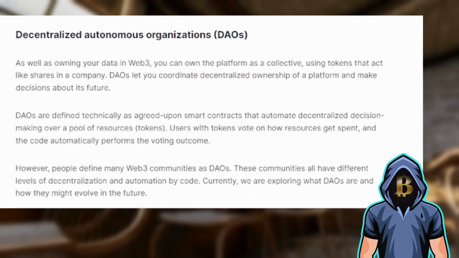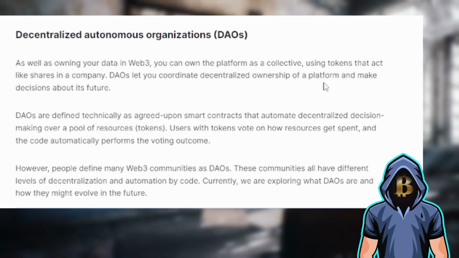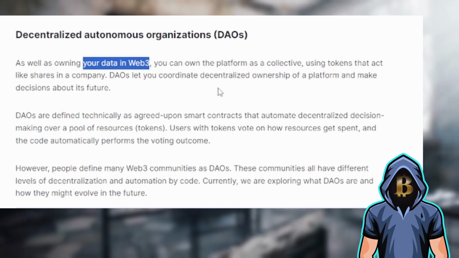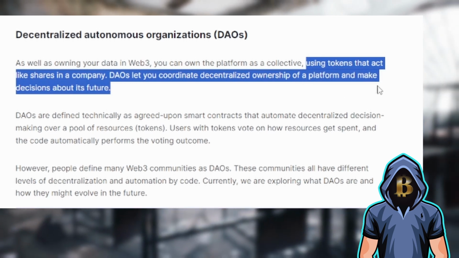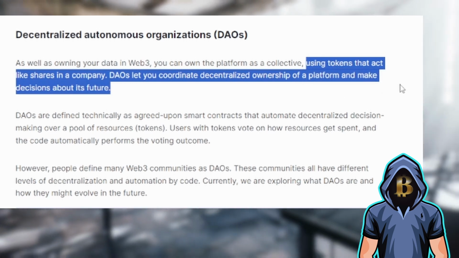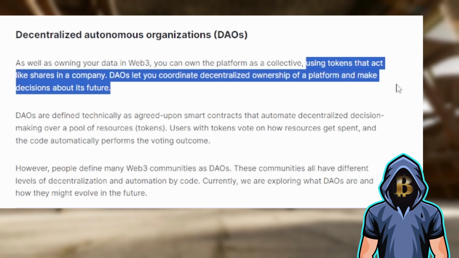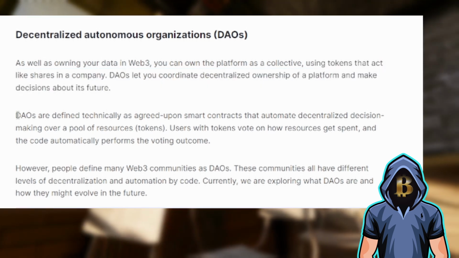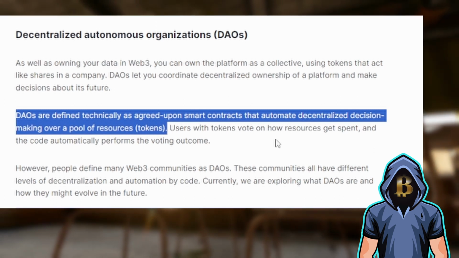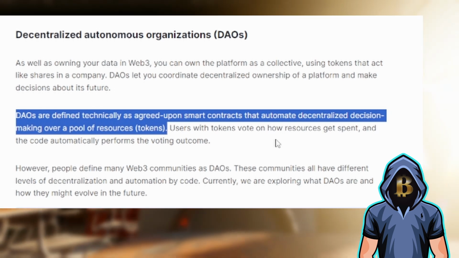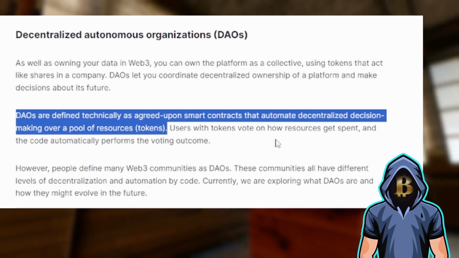Web 2 requires content creators to trust platforms not to change the rules, but censorship resistance is a native feature of Web 3. Decentralized autonomous organizations, also known as DAOs. As well as owning your data in Web 3, you can own the platform as a collective using tokens that act like shares in a company. DAOs let you coordinate decentralized ownership of a platform and make decisions about its future. DAOs are defined technically as agreed upon smart contracts that automate decentralized decision making over a pool of resources.